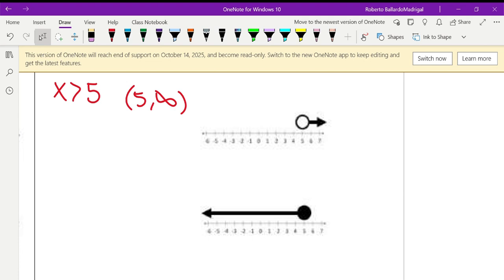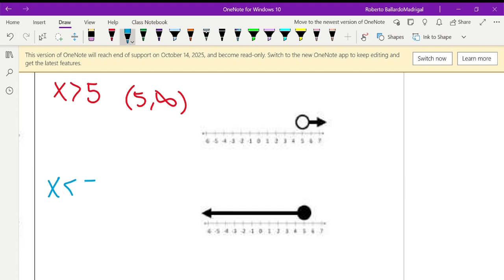All right, I'm going to ask one of you guys to give me the next one. How do I write the inequality for the next one? We're still starting at 5, but we're not going to the positive anymore. Now we're going the other way. So x is now what? Is x greater than or is x less than? X is less than. So x is now less than 5. Is it less than or is it less than or equal to? Less than or equal to.